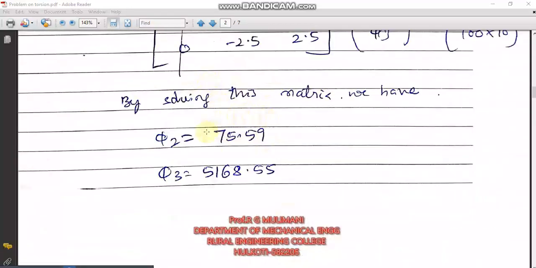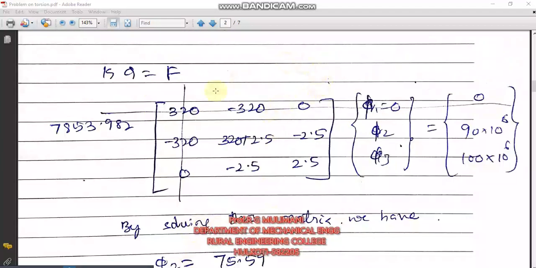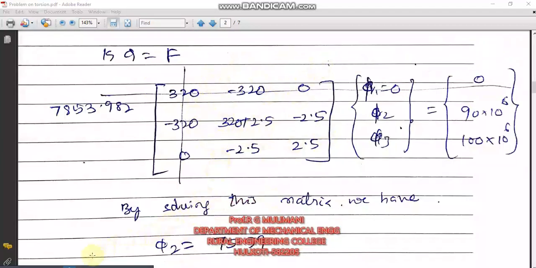Okay, you can solve it in your calculator, either in the matrix mode or by considering it as simultaneous equations. Okay, thank you.